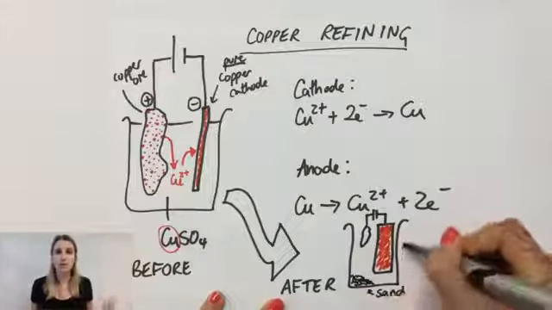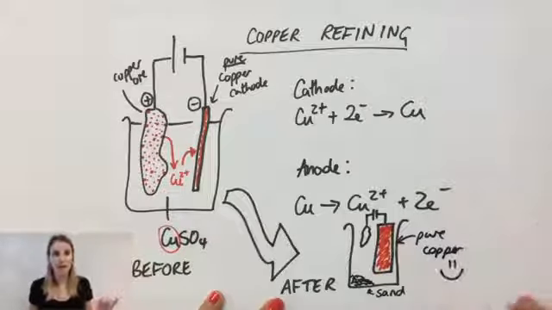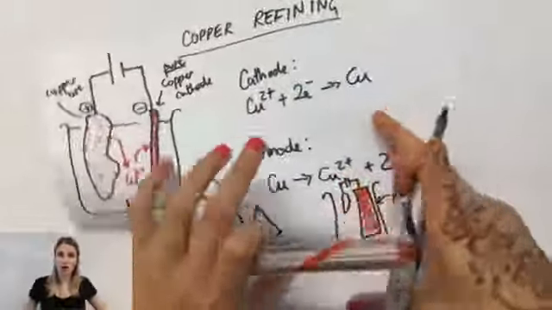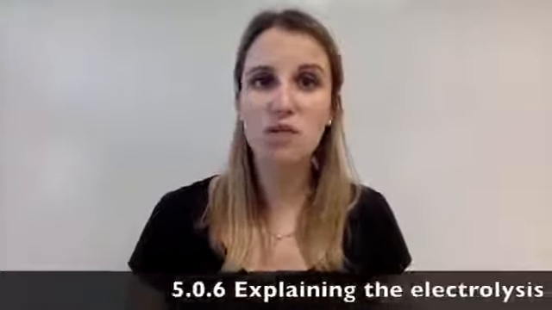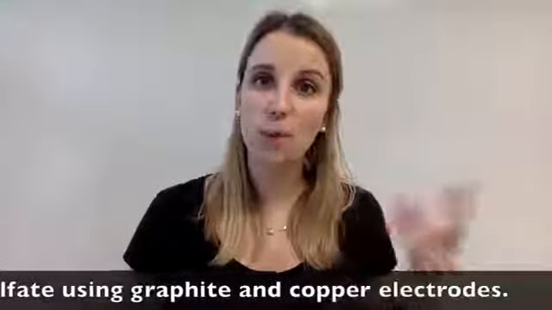And what I've got that's different from the beginning is now I've got a massive piece of pure copper metal, whereas before it was just rock with a bit of copper in it. Okay, cool. So that's how we use electrolysis to purify copper, using copper electrodes rather than those inert graphite ones.